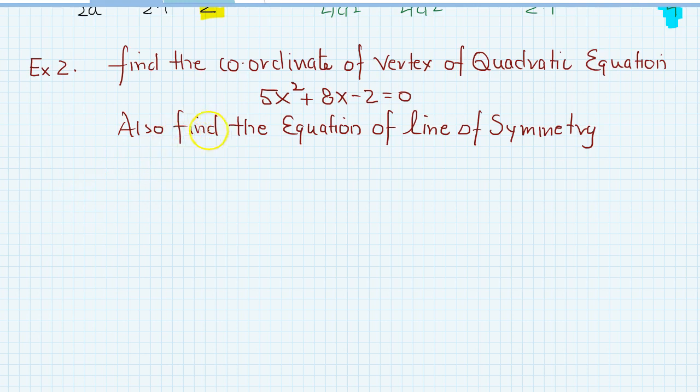Now our next question is to find the coordinate of the vertex of the quadratic equation 5x square plus 8x minus 2. Let's find it by the normal method first. So we have 5x square plus 8x minus 2 is equal to 0. We take 5 common, so we have x square plus 8 over 5 x minus 2 over 5 is equal to 0.